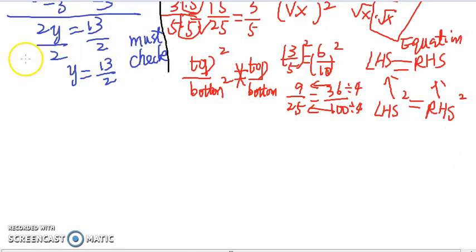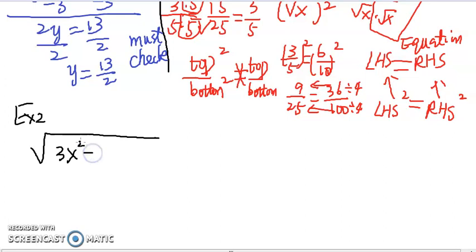So next we're going to look at the second example. So square root of, we can do 3x squared minus 5x plus 2 equals 3x squared plus, sorry, not 3x squared. Let me make a correction here. We're going to have a 4x squared here and a 2x plus 1.